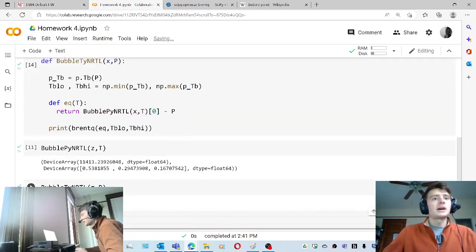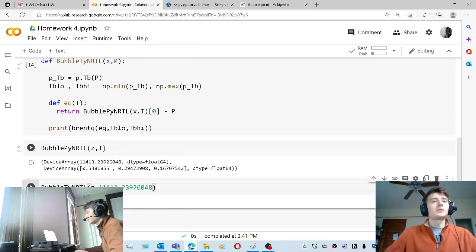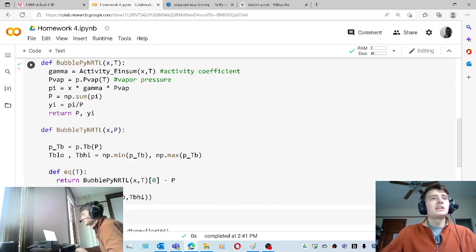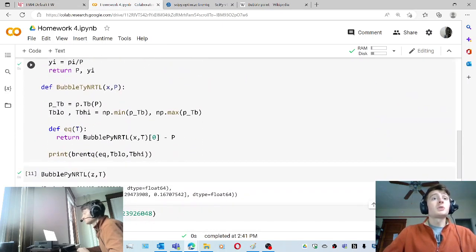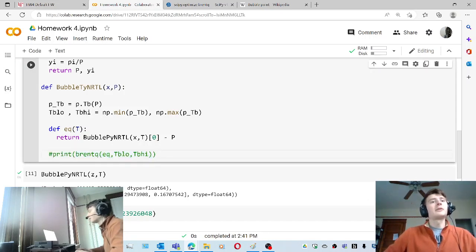Yeah, at a set pressure, well actually, let me copy the pressure from what I calculated here with the Z and the T. Now when I run it, I get 300 degrees for T, which is what I defined up here for T. So this function is working, it is calculating the temperature correctly. Let me go ahead and comment this out. I'll leave it there, but I'll comment it out.